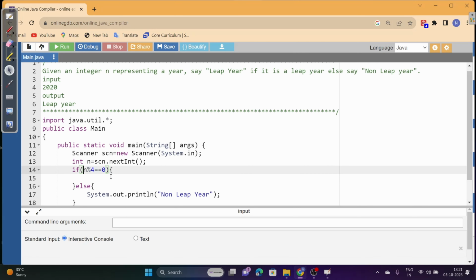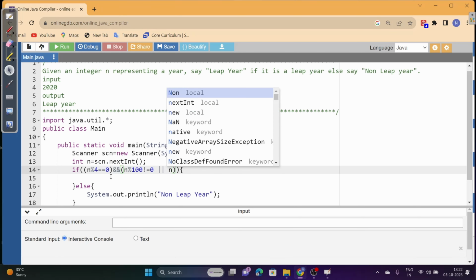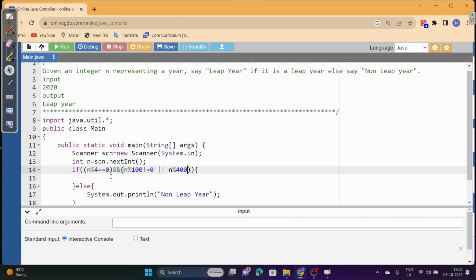So my year will be divisible by 4. Then I have to check that the year should not be divisible by 100. So my year n mod 100 is not equal to 0. It should follow this condition, or it should follow this other condition: the year mod 400 is 0, then it is a leap year. Okay, this is the condition.